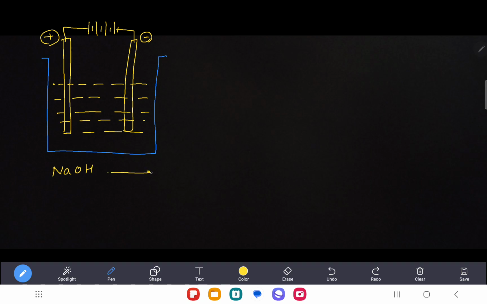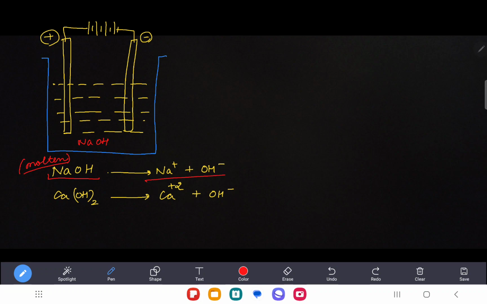So NaOH gives me what? Na plus and OH negative. It could be anything, right? It could have been Ca(OH)2. So the anion shall remain OH negative and the cation shall become Ca plus 2. So I am taking for now only one electrolyte and that too in the molten form. So I have NaOH, molten. Molten means nothing else has been added into NaOH, only NaOH is in the molten state.